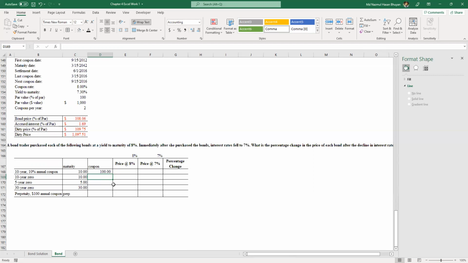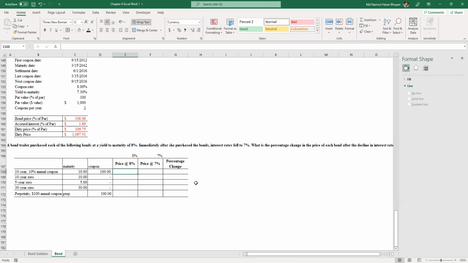The next one is a 10-year zero coupon bond. From the name, we know the coupon we are going to receive here is zero. The next one is a 5-year zero coupon bond, and again we receive zero coupon payment. The next one is a 30-year zero coupon bond, and the coupon is again zero. The next one is a perpetuity bond, and from the information we know the annual coupon we are going to receive here is $100, and this coupon will continue forever.